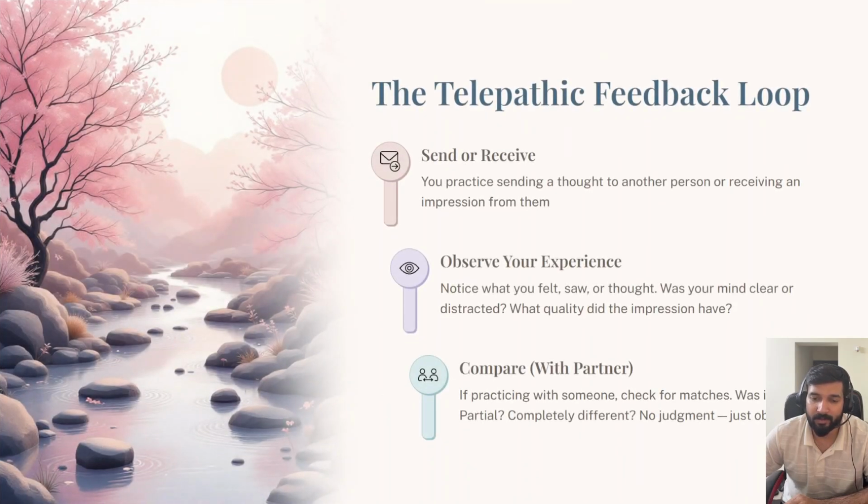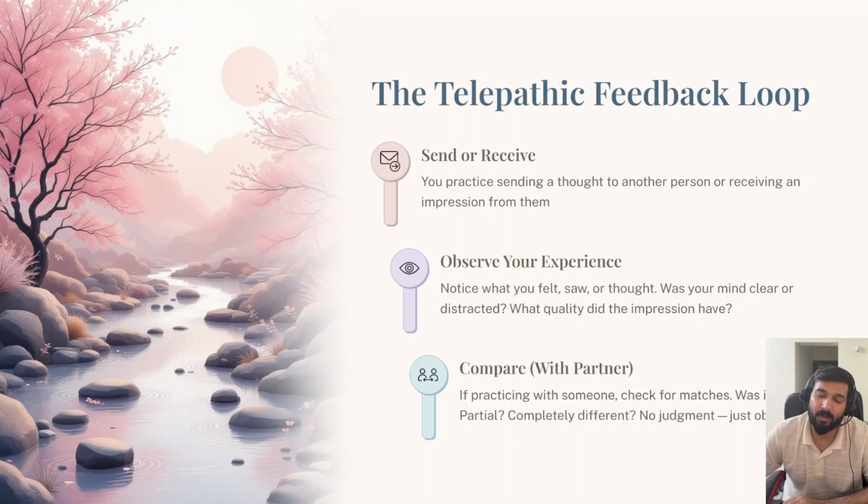Next is the telepathic feedback loop. Let's break it into a clear cycle. First step, send or receive. You practice sending a thought or receiving an impression. Second step, observe your experience. Notice, what did I feel? What did I see or think? Was my mind clear or distracted?